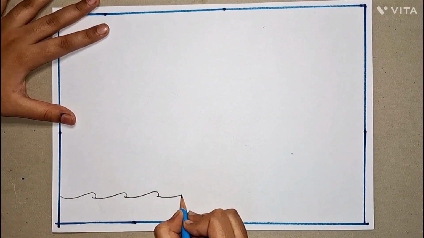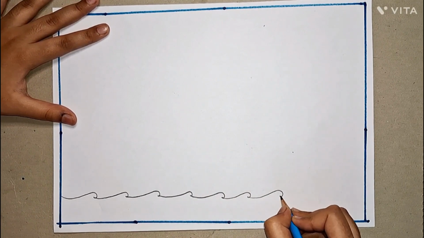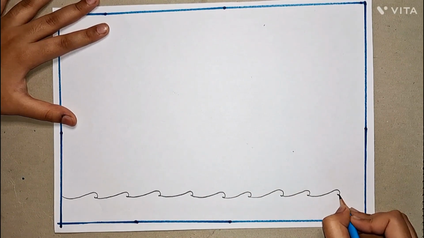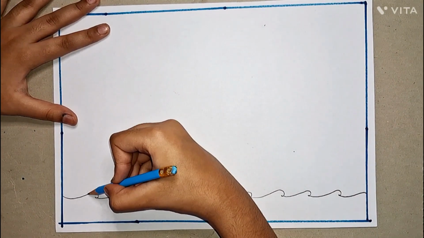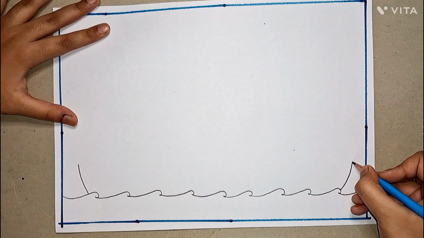In today's video, we are going to be making a backwater scene with a houseboat. We'll start by making the waves using these curvy patterns. Next, we are going to be making the base of the houseboat.